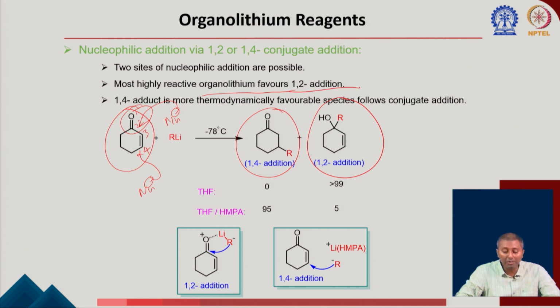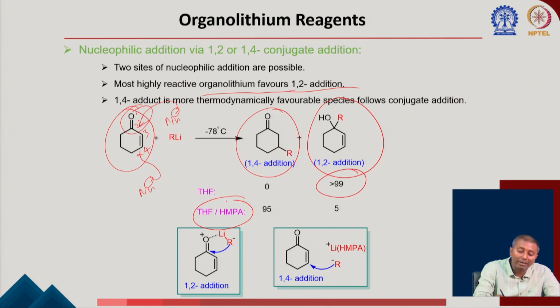But once you have some sort of stabilization, if you use a stabilizing group with the organolithiums, where you have to use HMPA. As I mentioned about HMPA in the previous classes, HMPA can coordinate with the lithium. So you can see here, if you have THF, the 1,2 addition is the major. Once you add HMPA, then we see the addition happening 95% here.